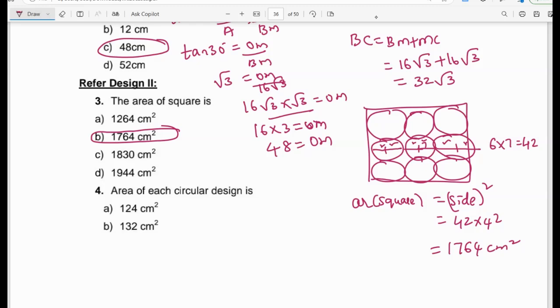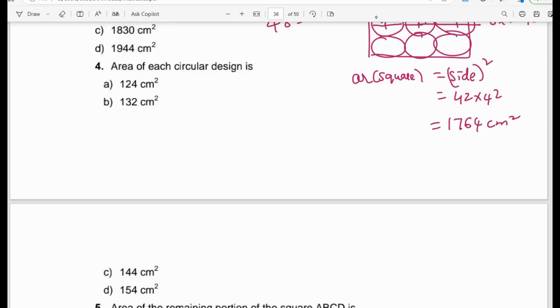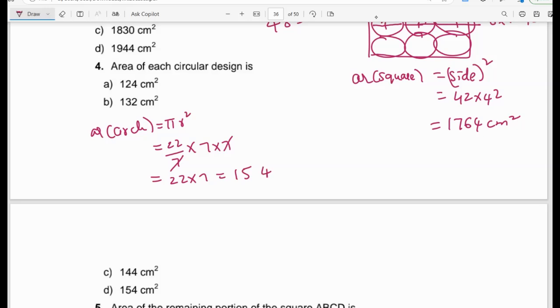The next one, area of each circular design. We have to find the area of each circular design. So what is the area of a circle? Area of a circle is pi r square. Now pi is 22 by 7. R is given as 7. So 7 into 7, if you cancel, you get 22 into 7. That is nothing but 154 centimeters square. So that is your option D.